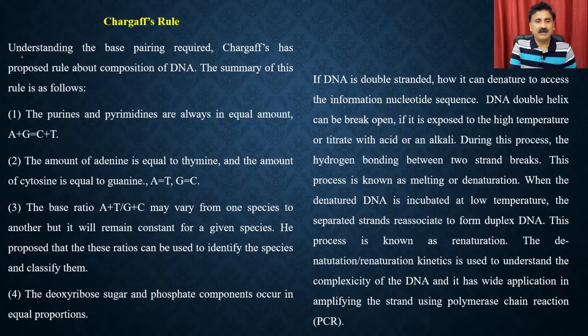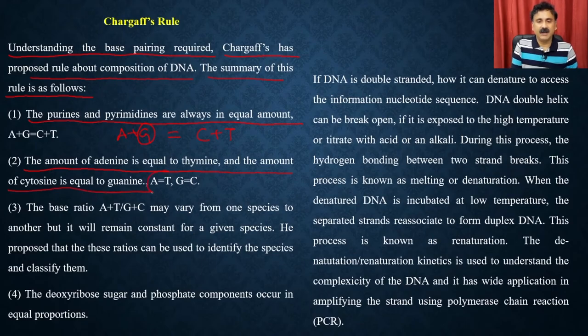Now, an additional advantage is that you can use this particular type of base pairing rule to calculate even the composition of the DNA. Understanding the base pairing, Chargaff proposed a rule about the composition of the DNA. The summary of this rule is as follows. The purines and the pyrimidines are always in equal quantity, which means A plus G is equal to C plus T. So, if I give you the amount of G, you can calculate the amount of all the others.